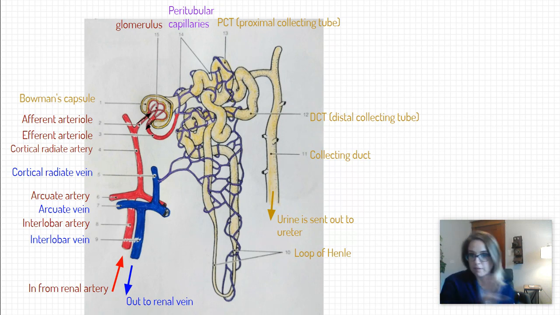So we have a flowchart version, and now we have a picture version showing you the flow of blood through the kidney. And that's all for today.